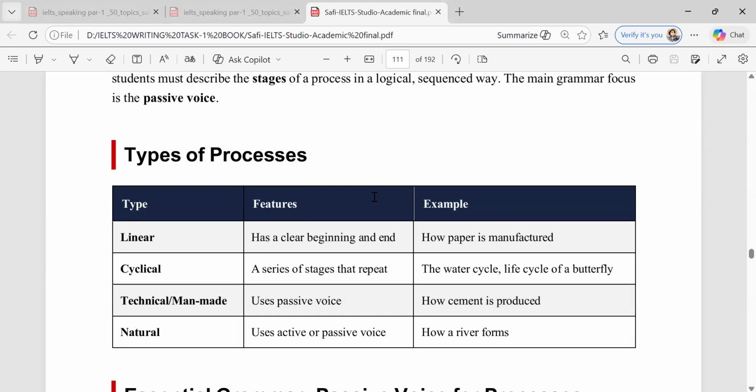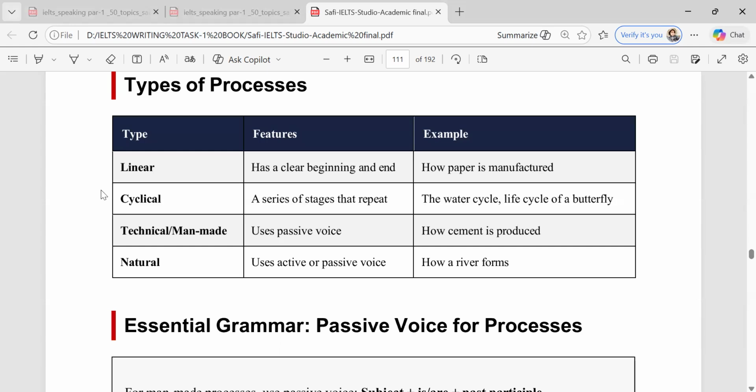Process diagrams can be of different types. They can be linear, then cyclical, and they can be man-made or natural. If a process diagram has a clear beginning and end, we call it linear. Cyclical is a series of stages that repeat. For man-made, we use passive voice, and for natural, we use active and also passive voice. We will study them one by one.